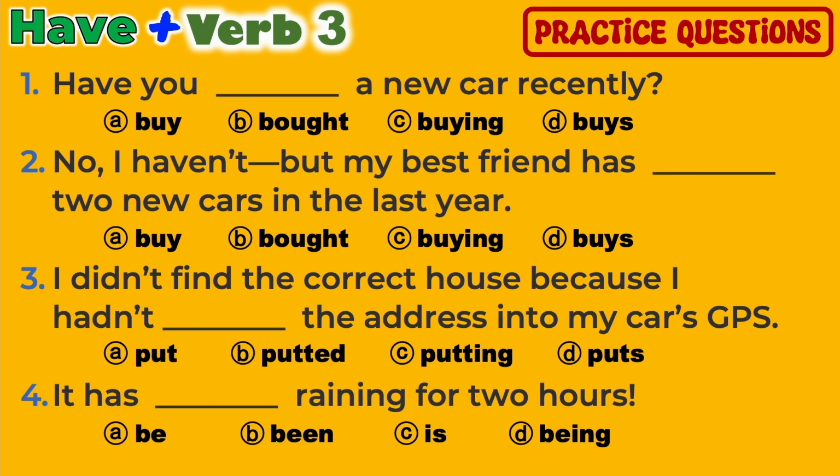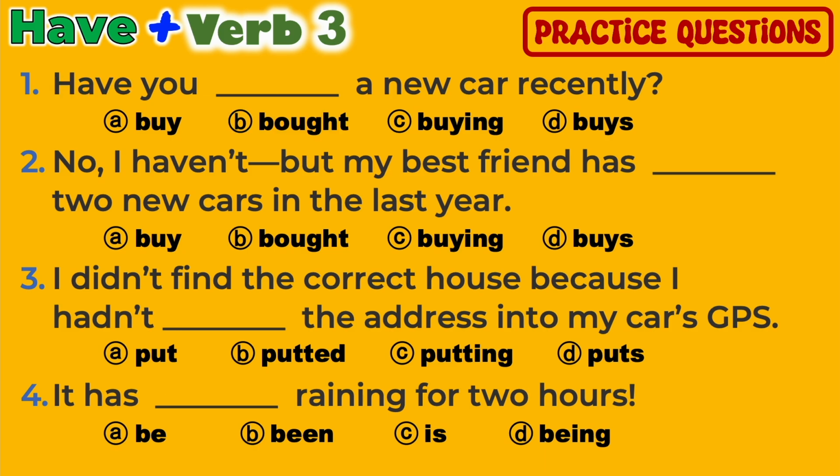Have you a new car recently? What do you think? Do you see an important helping verb here? Of course, it's right at the beginning. It's the have. When we use have, we need verb 3. So look at A, B, C, D. Where is verb 3? It's crazy English, an irregular verb. It is bought. Bought is verb 3. So have you bought a new car recently?